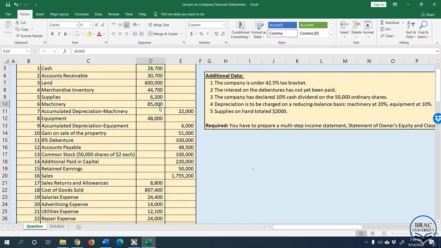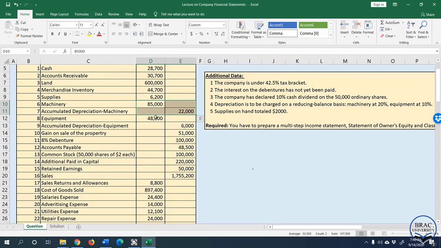Suppose this is a machinery. The machinery book value is not 85,000. It is actually 85,000 minus 22,000. So 85 minus 22, how much do we get? 63,000, right? So 63,000 is the book value at the start of the year of this particular machinery. Since we are following the reducing balance method, we have to charge the depreciation on the 63,000, not on the 85,000.